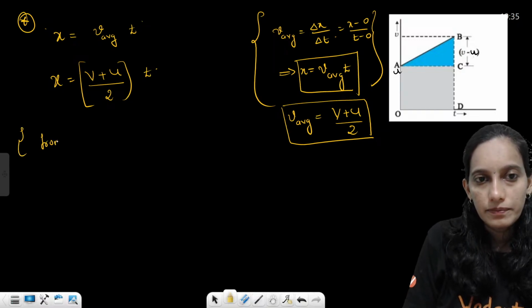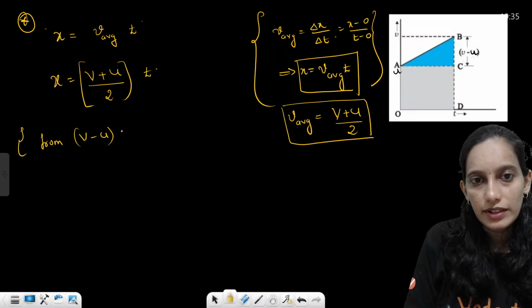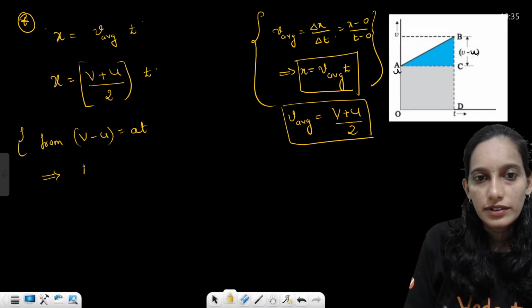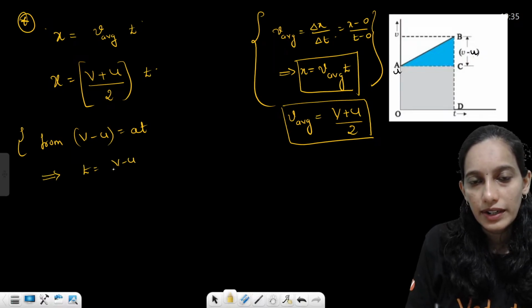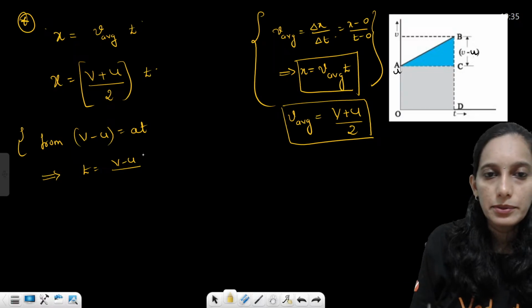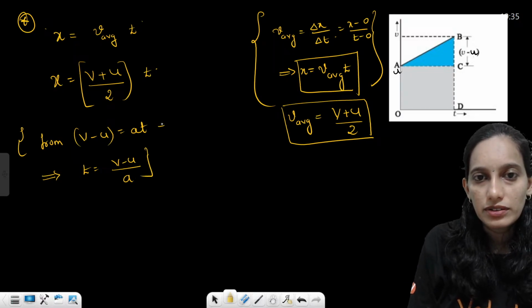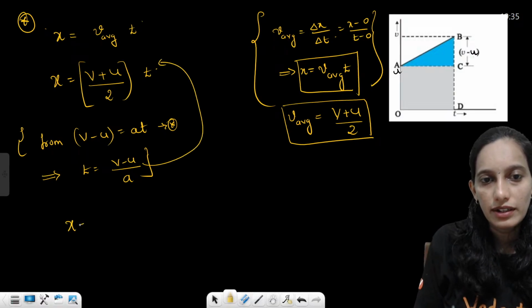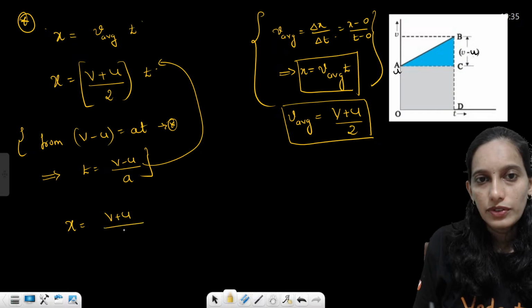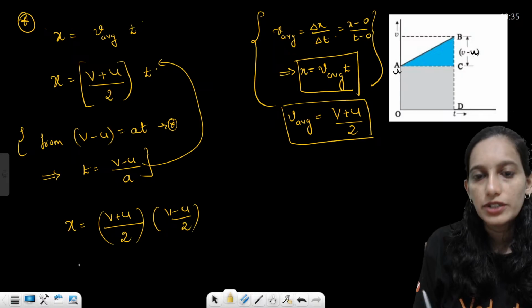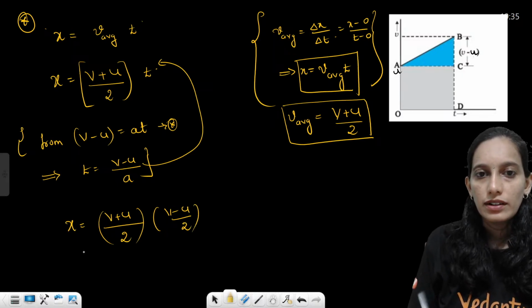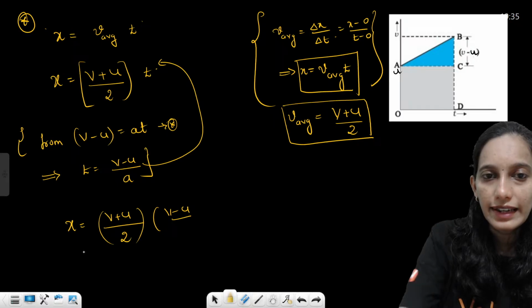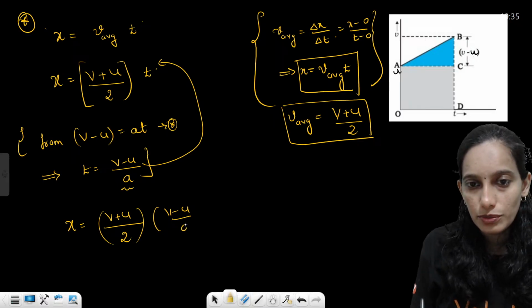So from v minus u is equals to a into t, t can be written as v minus u by a. That is from our star equation, correct. So I'll substitute here. x is equals to v plus u by 2 into v minus u by a. Here this is a, I have substituted for time, v minus u by a.